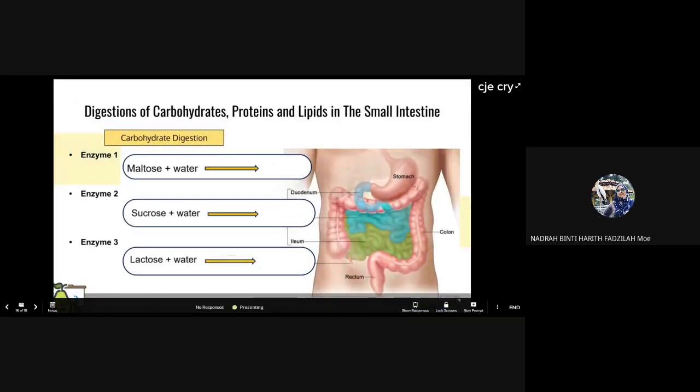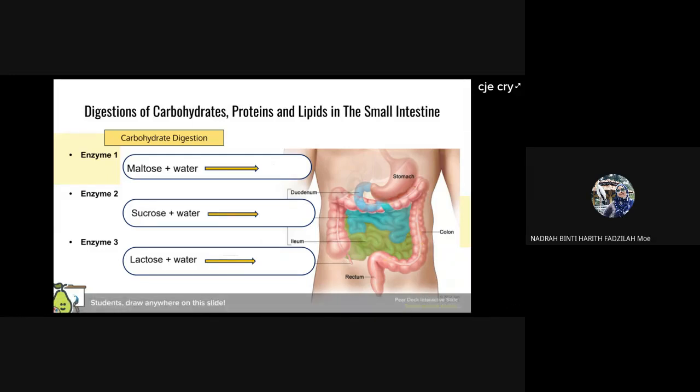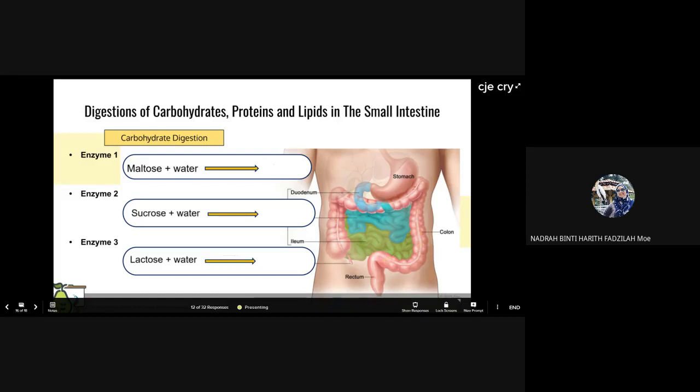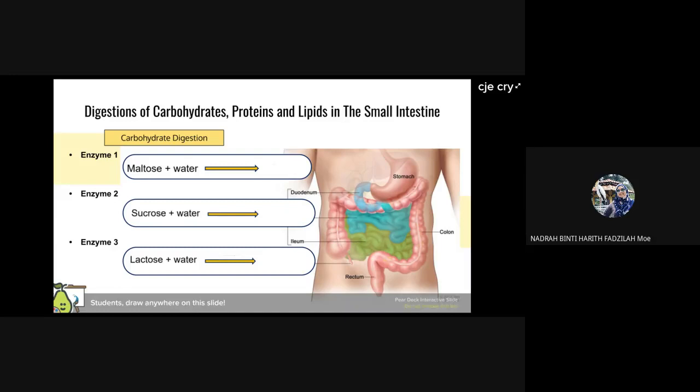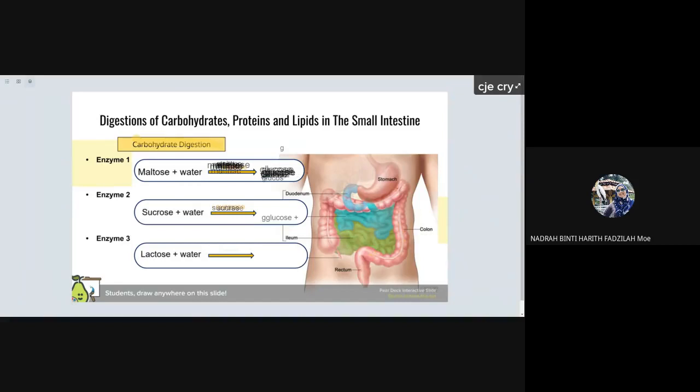So let's take a look at carbohydrate digestion. What do you think? If the substrate is maltose, what is the enzyme and what are the products? If the substrate is sucrose, nama enzyme dia apa? And lastly, if the substrate is lactose, apakah dia punya enzyme?